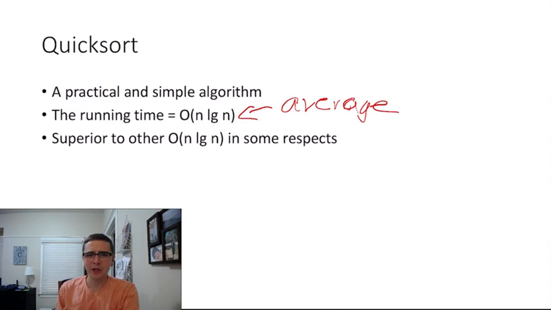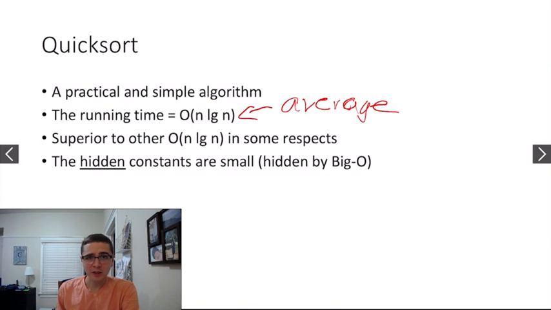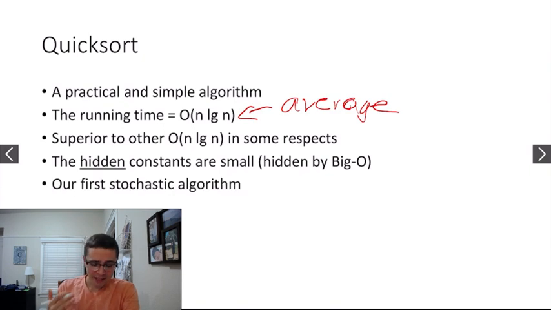Quicksort is superior to other n log n algorithms in a few respects. It has very small hidden constants because of this idea of in-place partitioning, which we'll talk about in the slides. And it's fun to talk about because this will be our first stochastic algorithm, so our first algorithm with any sort of randomness to the process. We won't be looking at randomness in this set of slides. We're going to make a couple of assumptions that mean we don't have to worry about randomness. But for computing the running time, we'll start talking about randomness. And your next assignment will have a random implementation of quicksort involved.